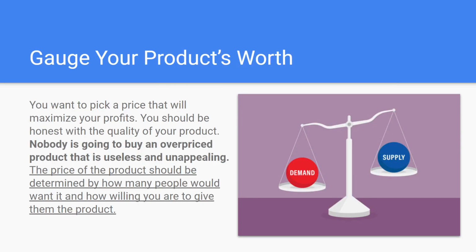So what you should do is gauge your product's worth. You want to pick a price that will maximize your profits. You should be honest with the quality of your product. Nobody's going to buy an overpriced product that is useless and unappealing. The price of the product should be determined by how many people would want it and how willing you are to give them the product. How willing you are to give them the product is just the price that you think would be fair and kind of how it would reflect in your game. And we're going to get more into that.